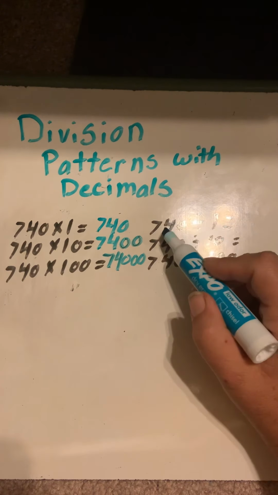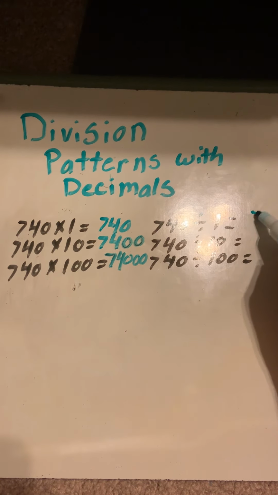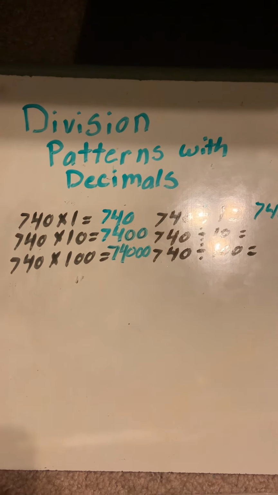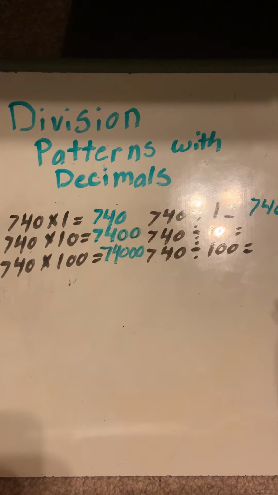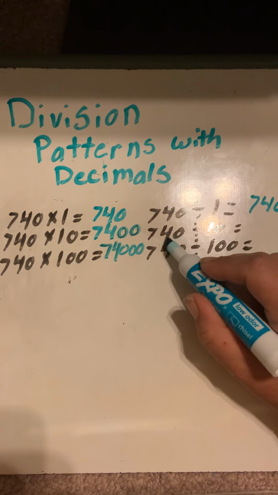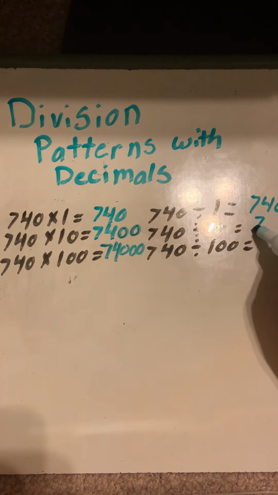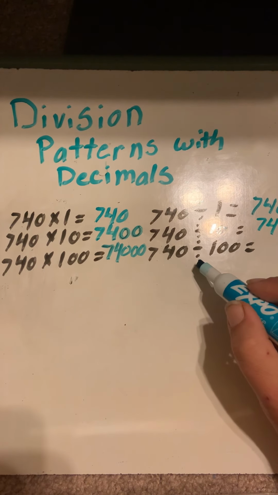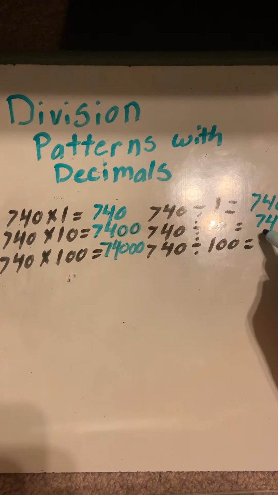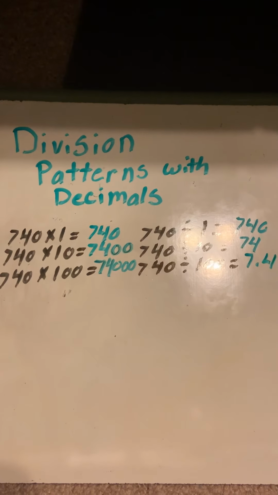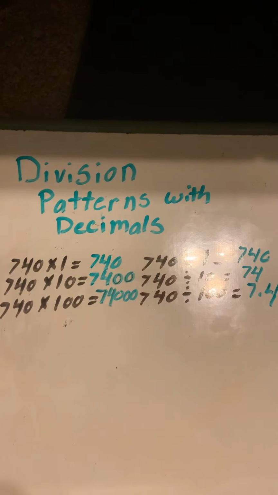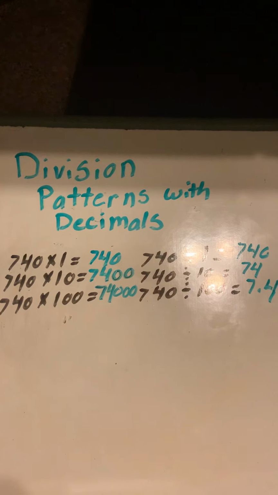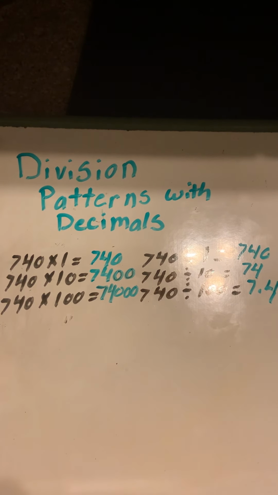Here we go. Let's look at what happens when we divide. Well, 740 divided by 1 is 740. 740 divided by 10, well, if I were going to make groups of 10, I could only make 74 of them. And 740 divided by 100, well, I'd only be able to make 7 4/10 groups. Well, what does that mean when we're using this pattern for decimals when we divide?